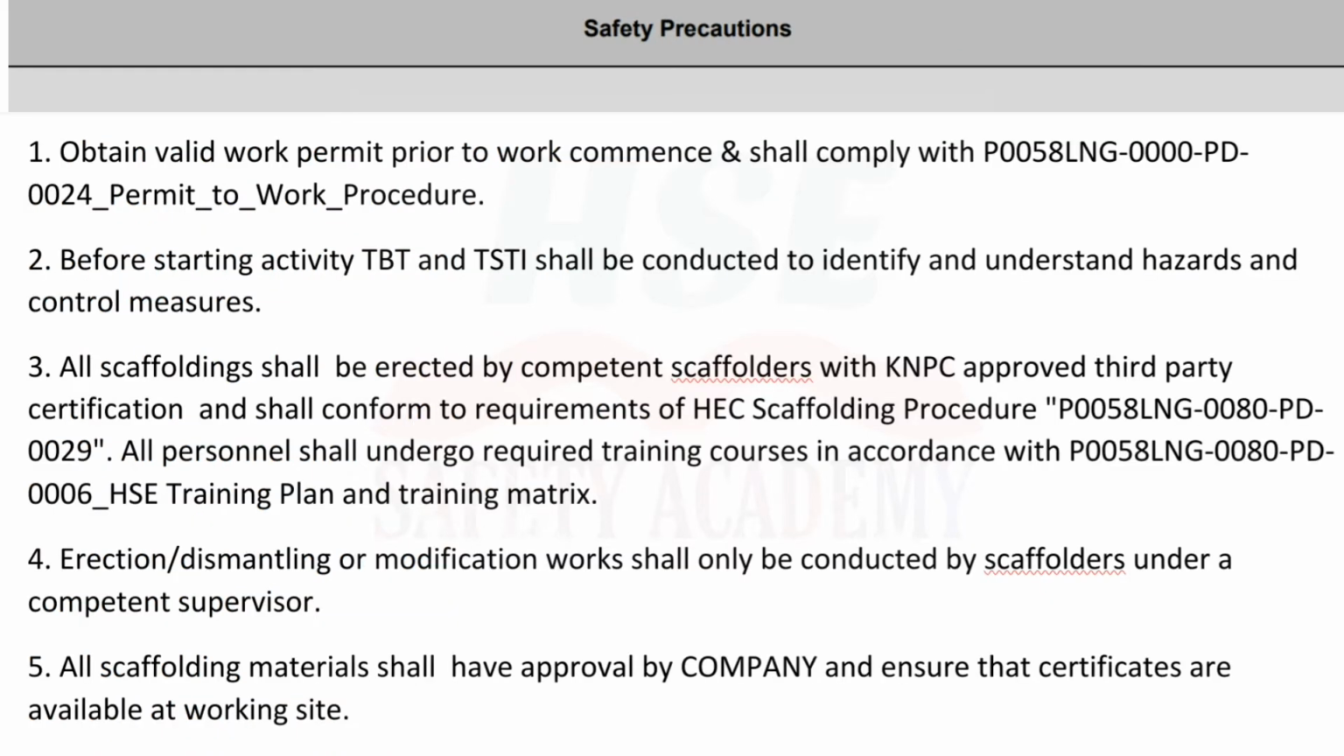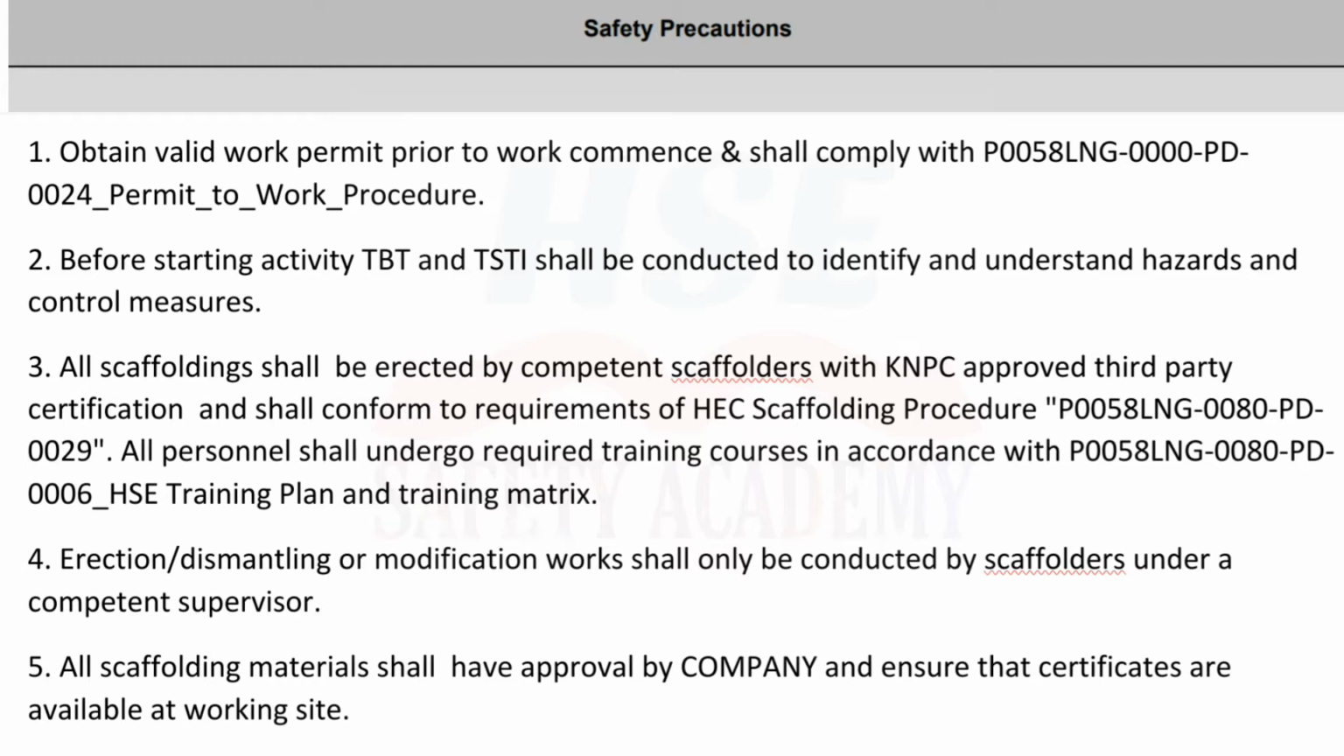Safety precautions. 1. Obtain valid work permit prior to work commencing and shall comply with the permit. 2. Work procedure. Before starting activity, TBT and TSTI shall be conducted to identify and understand hazards and control measures. 3. All scaffoldings shall be erected by competent scaffolders with KNPC-approved third-party certification and shall conform to requirements of HEC scaffolding procedure. All personnel shall undergo required training courses in accordance with HSE training plan and training matrix.